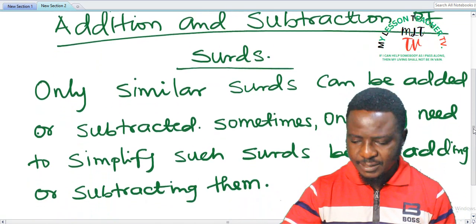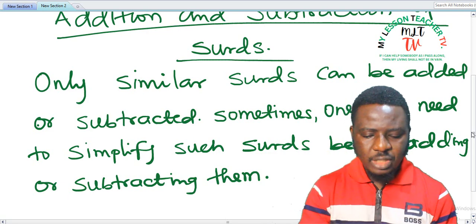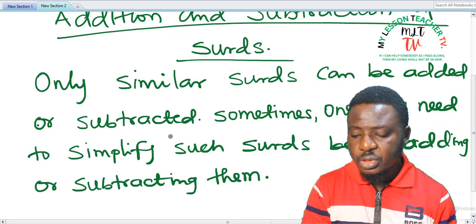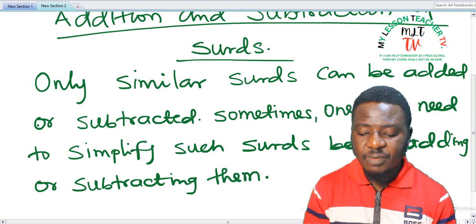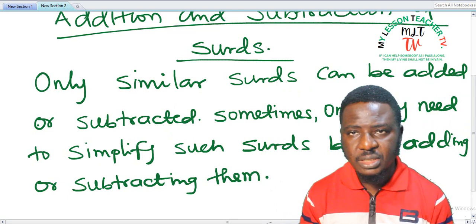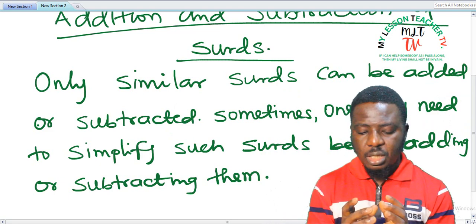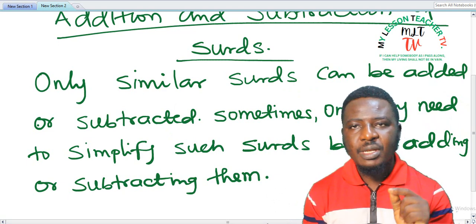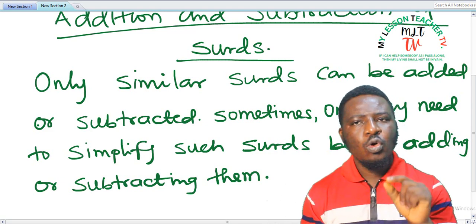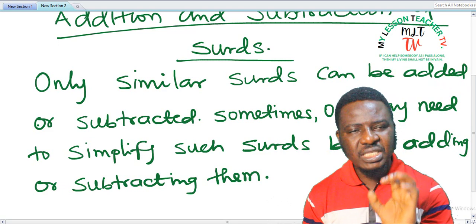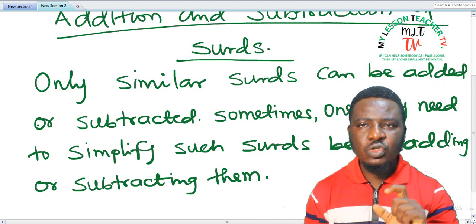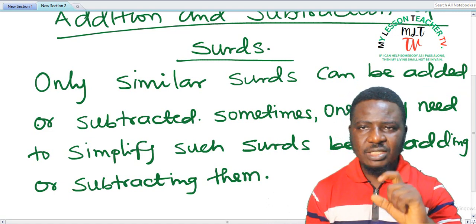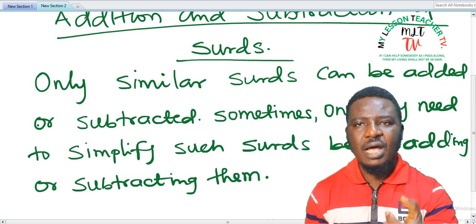Now, how do you know if they are like terms? Okay, let's look at this. Only similar surds can be added or subtracted. Sometimes one may need to simplify such surds before adding or subtracting them. Then you may not know if they are similar or not unless you reduce them from their single surd forms to their basic surd forms. So when you have a problem that has to do with surds, the first step to take is to reduce or simplify all those that are in their single surd forms to their basic surd forms. Once that is done, you'll be able to know which are similar surds and which are not.